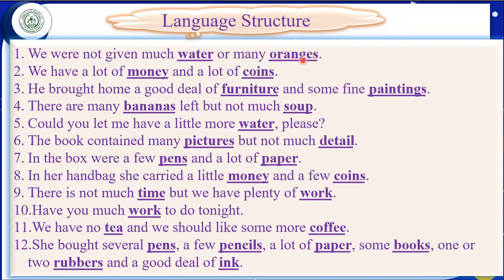Here we cannot write many water. Yes, we have to take care about that. A lot of money, uncountable. A lot of coins, countable. A lot of is the adjective which is written with both countable and uncountable. But all adjectives cannot be used with both countable and uncountable. A lot of is the adjective which can be used with both. A good deal of furniture, uncountable. Some fine paintings, many countable bananas, much uncountable soup.